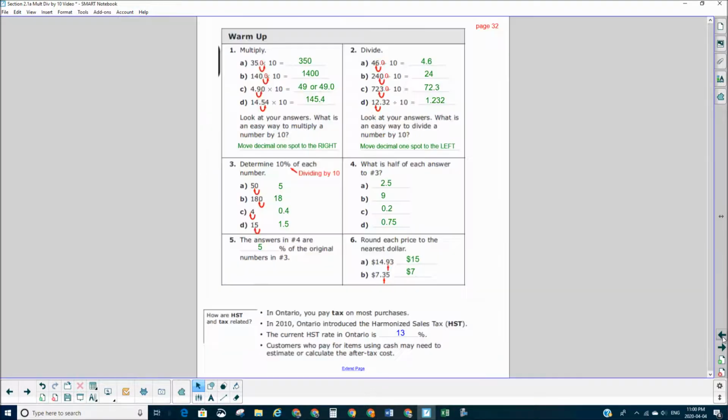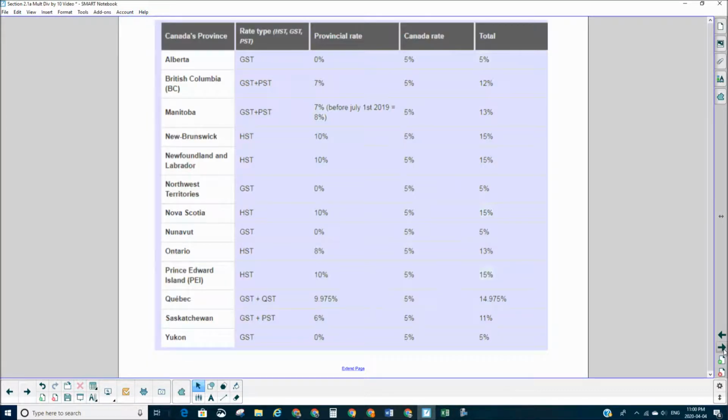So all this stuff is just getting us around. We're going to do more talk about the sales tax in the next video. But what I'd like us to do now is practice this dividing by 10, which is the same as finding 10%. That's going to be really helpful.